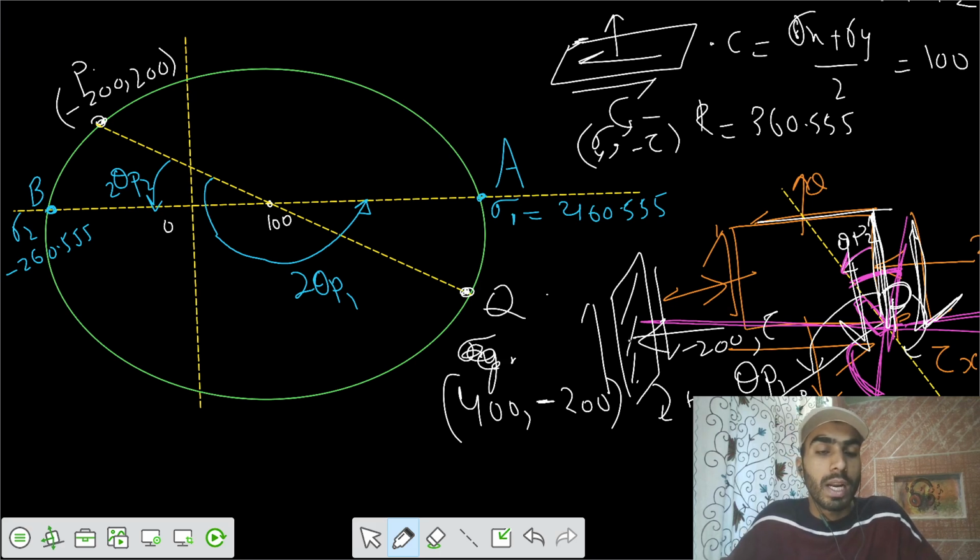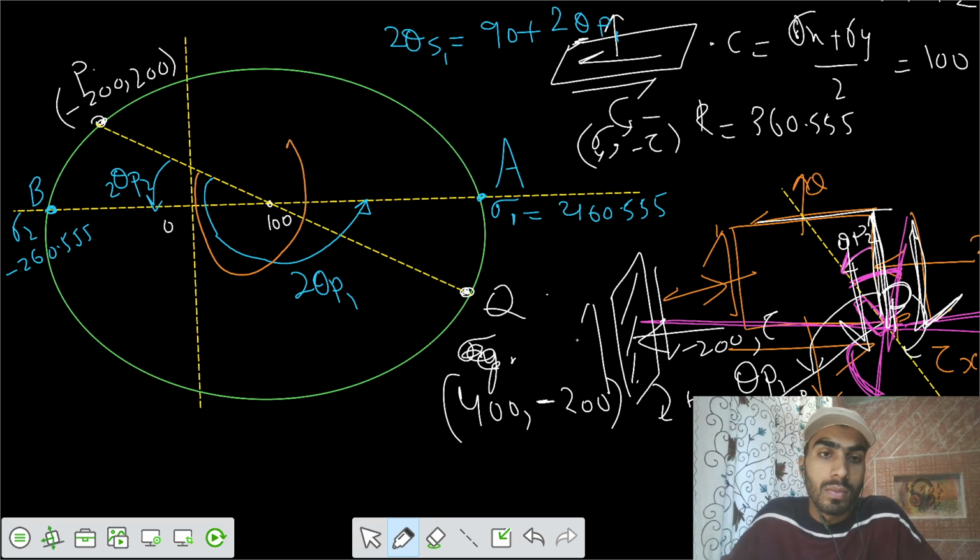And if you want to locate the tau max plane, we have that equation: 2 theta s equals 90 degrees plus 2 theta p. So to get 2 theta s1, you take 90 plus 2 theta p1. So you have to add 90, and you can reach somewhere here. So this is our 2 theta s, and this is our tau max plane. This is point S1, and this is point S2. So this is tau max plane 1.